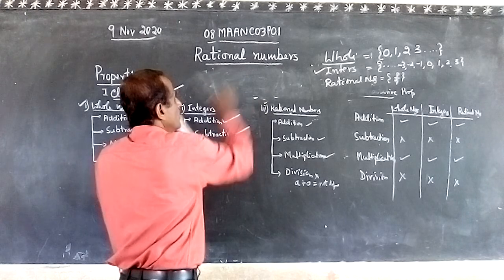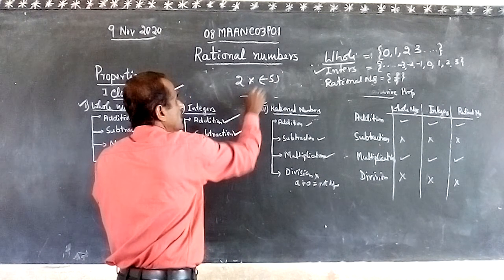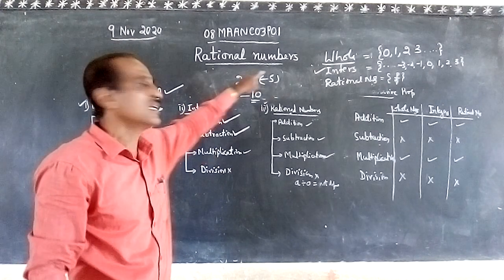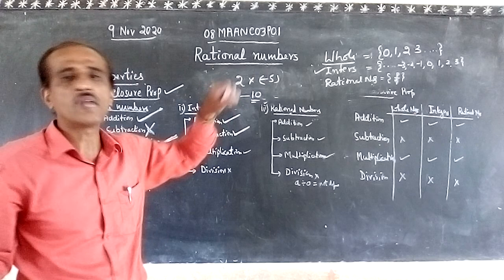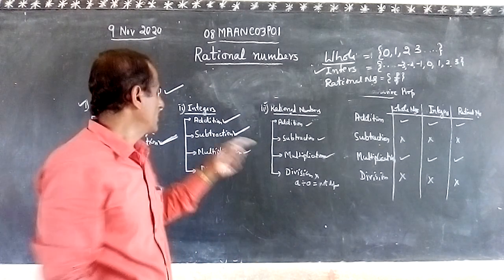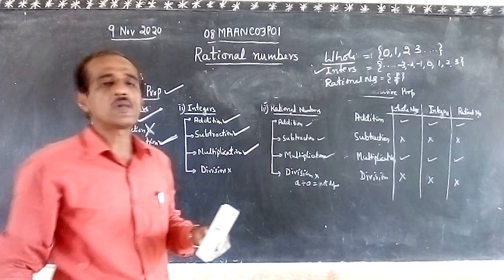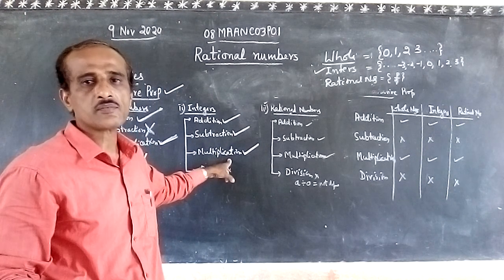Or suppose 2 into minus 5. The product is minus 10. 2 is an integer, minus 5 is an integer, minus 10 is also an integer. Therefore, if you multiply any two integers, the product is also an integer. Therefore, multiplication is also possible. Multiplication is closed for integers.